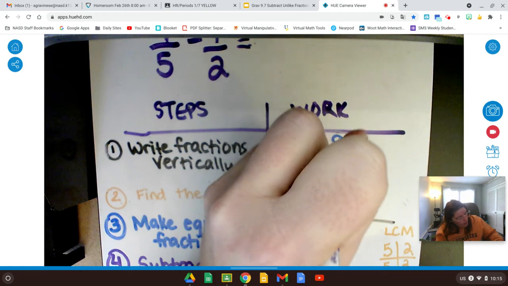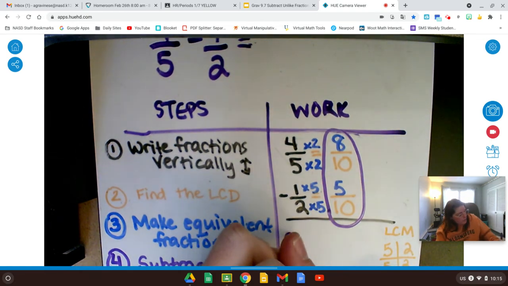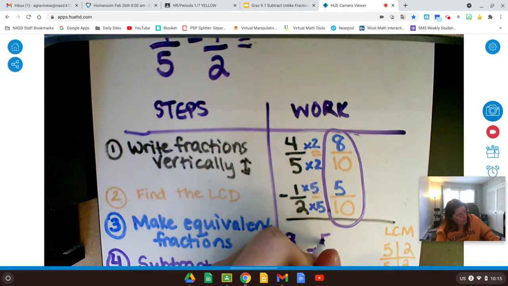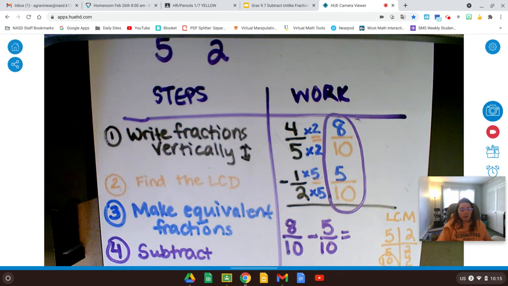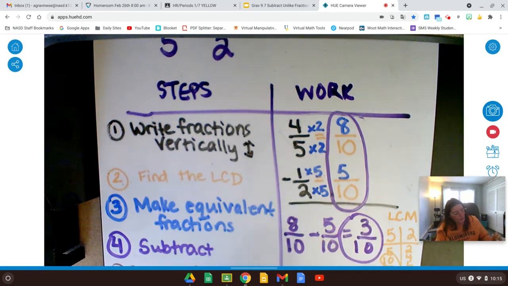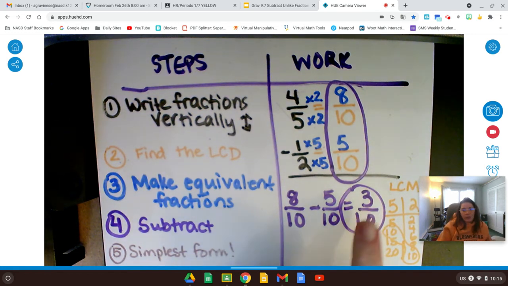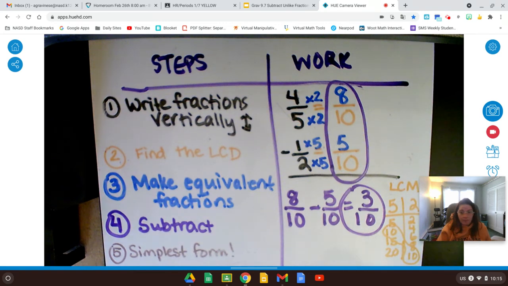Now that I have a common denominator, I can subtract 8/10 minus 5/10. And I take 8 minus 5, which equals 3, and keep my same denominator, 10. Now, I circled that a little early, but I knew that that cannot be simplified. So my last step would be to check for simplest form. 3 and 10 are not together in any times table except the ones. So that means it's already in simplest form.